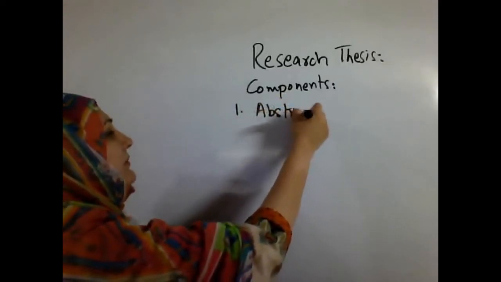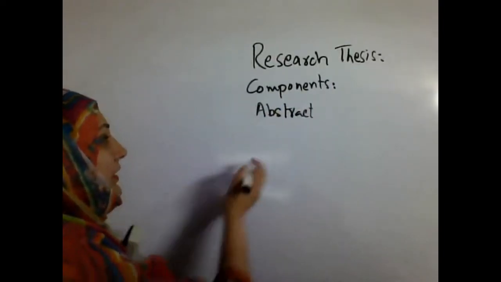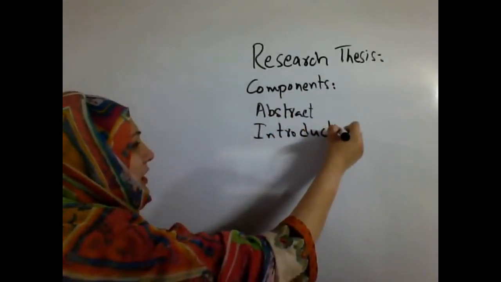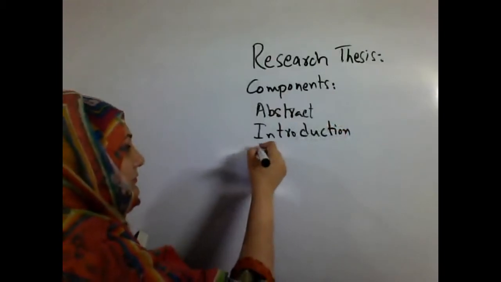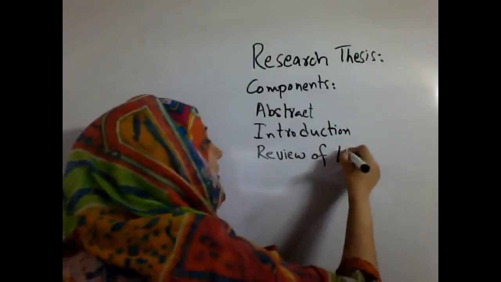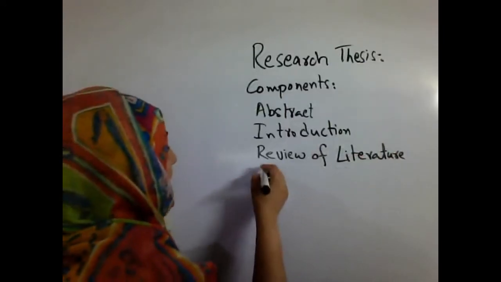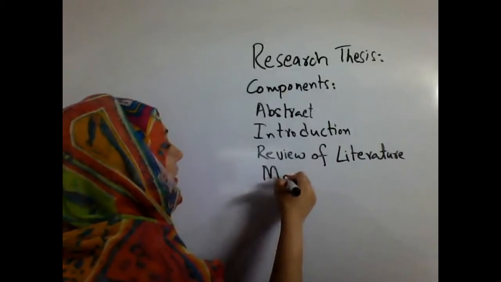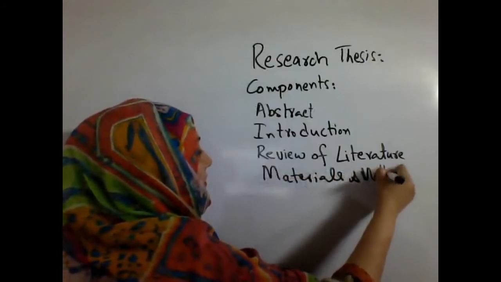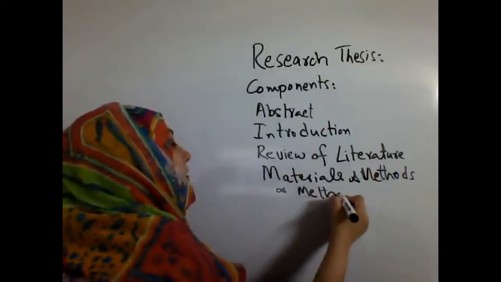The different components of a research thesis are: first of all, the abstract. Second one is the introduction. Third one is review of literature. Fourth one is materials and methods or methodology.